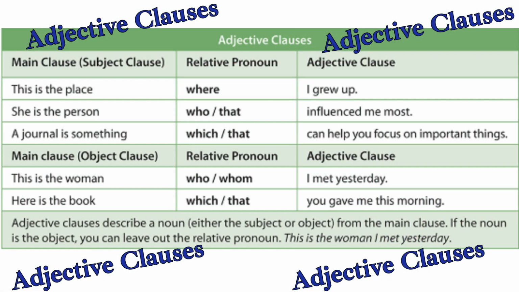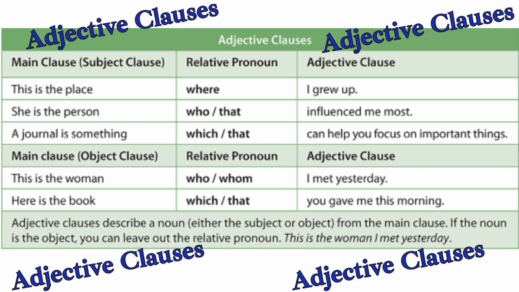Another rule, adjective clauses. Example sentence, this is the place where I grew up. I grew up is the adjective clause. She is the person who influenced me most. Adjective clause, influenced me most. A journal is something which can help you focus on important things.